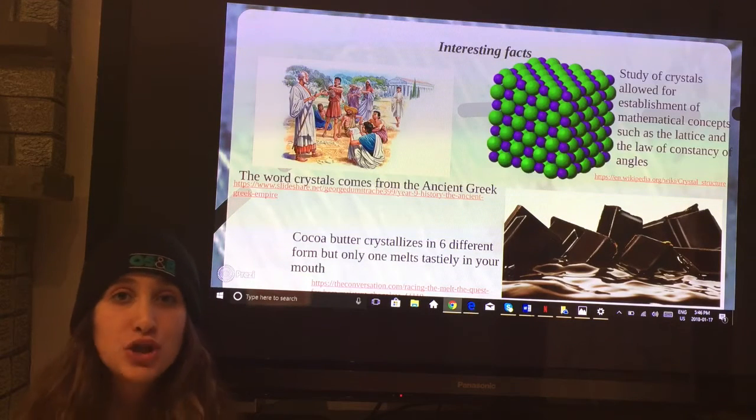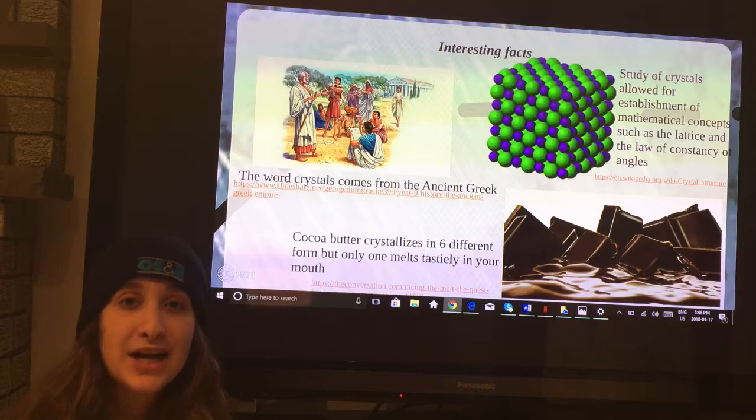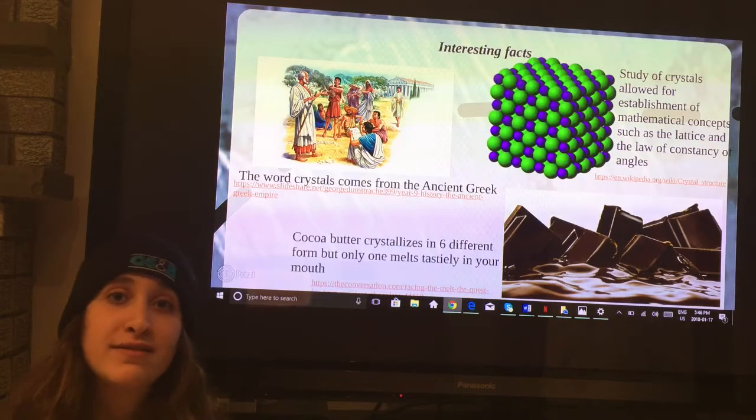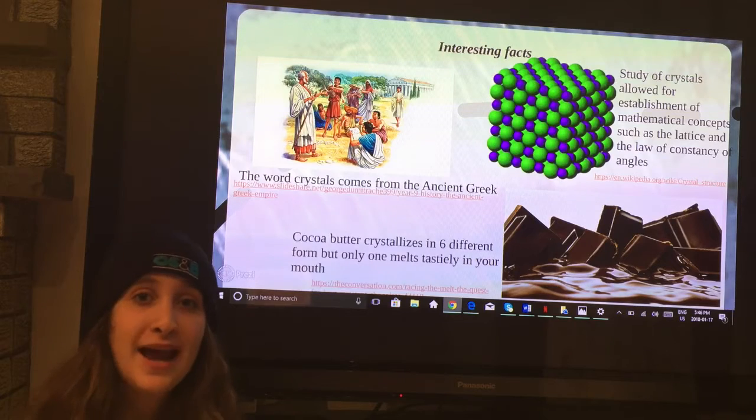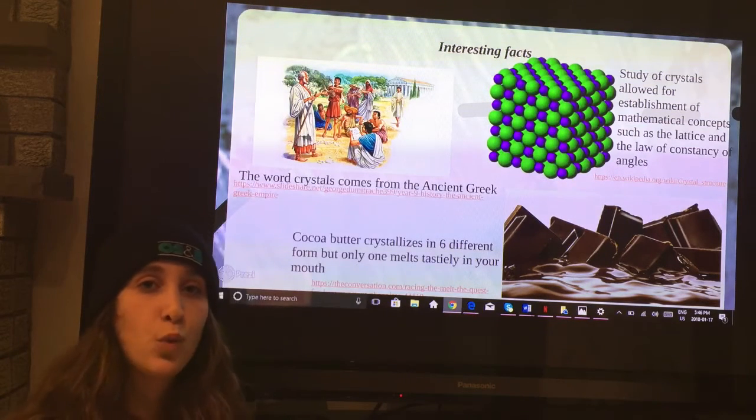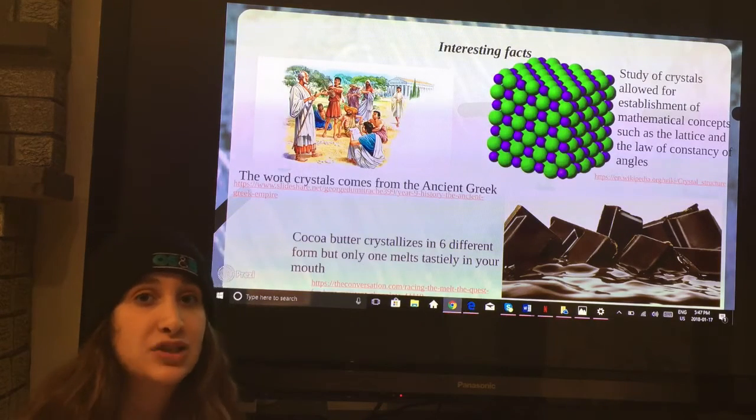And as well, if you keep chocolate stored for too long, it may begin to form a white filmy residue that's actually the chocolate recrystallizing. And this is why a lot of the times chocolate makers depend heavily on crystallography, because they have to make sure they can achieve this one tasty form of crystallization and that this form can last on the shelves.